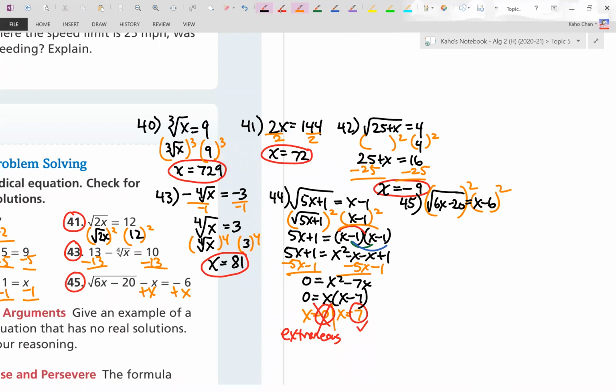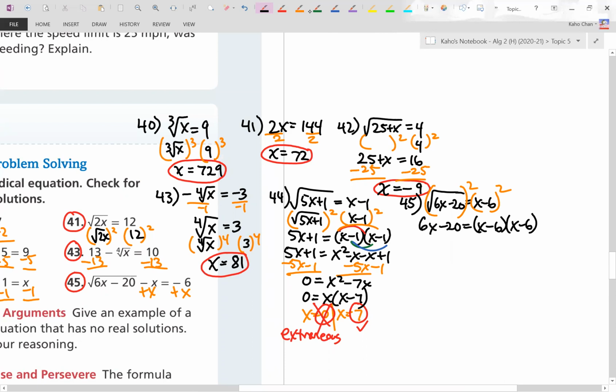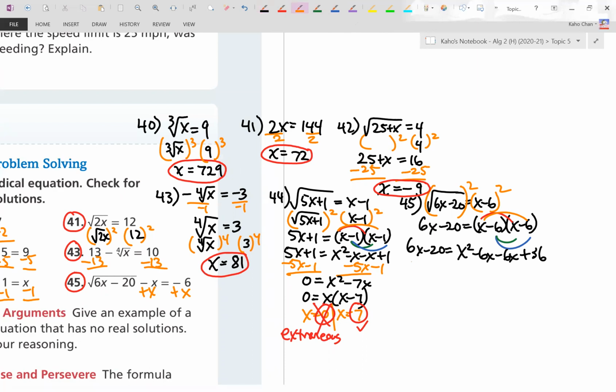Square, square root go away on the left. On the right, I got to expand and FOIL. Those are a pain, aren't they? Major pain. All right. So 6x minus 20 equals, FOIL that, x squared minus 6x minus 6x plus 36. I'm going to move the 6x minus 20 to the other side. Might as well. And let's see what we get.